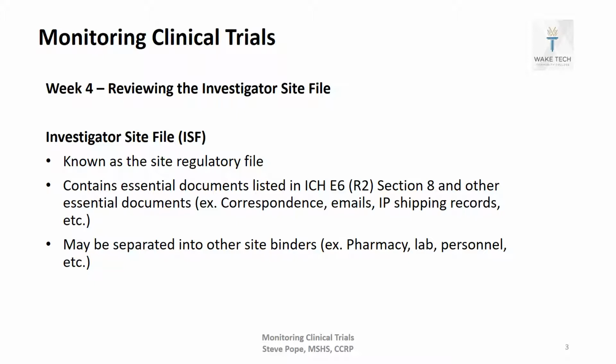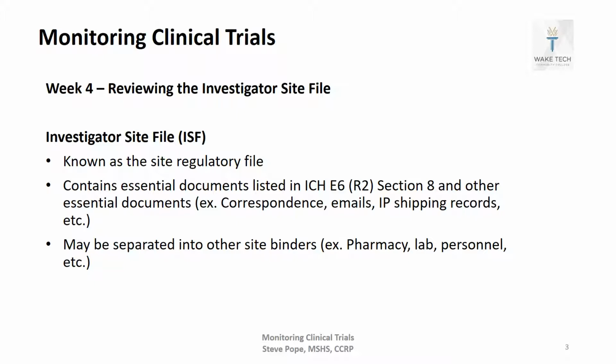And then finally, these documents may be separated into other site binders. So for example, the site may have a pharmacy binder that contains all of the investigational product shipping records. It probably will contain the accountability logs. They may have a laboratory binder that contains the laboratory information, and it also contains the CLIAs, or the CAP certificates, or the lab director's CV. Usually those are contained in the lab binder.